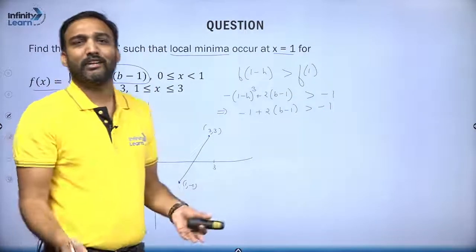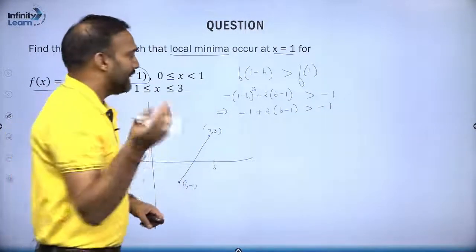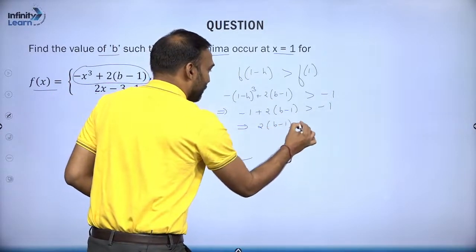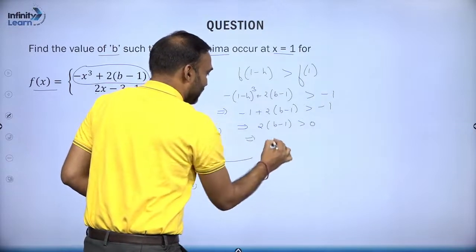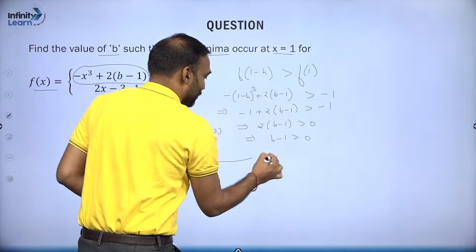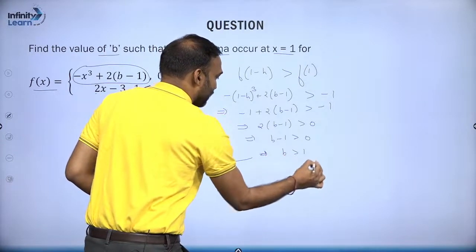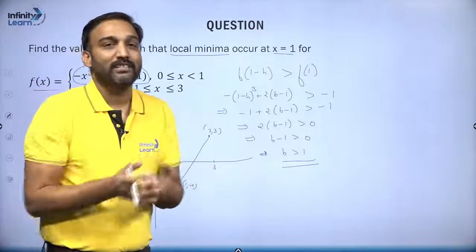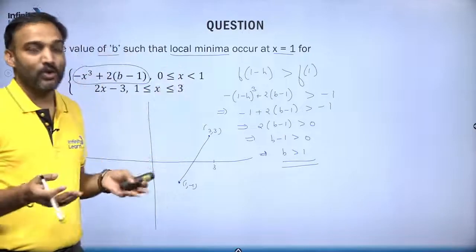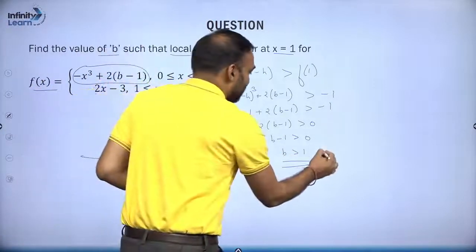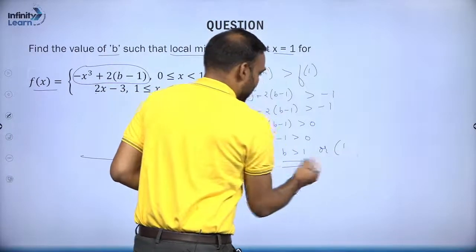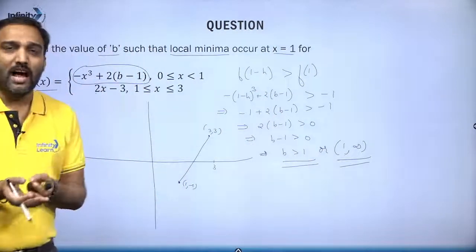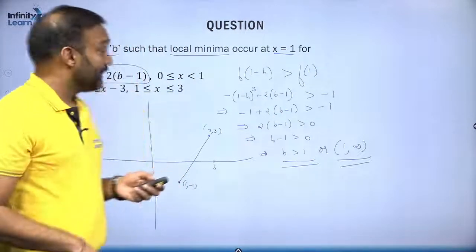Now it's just a matter of solving this inequation to find out the answer. Let us quickly find it out. So minus 1 will get out. I am left with 2 into b minus 1 is larger than 0. 2 will get cancelled out. I am left with b minus 1 is larger than 0. I'll take 1 to the right hand side. So I have b larger than 1. So now I have the range of values of b: if b is larger than 1, then this function will have a local minima at x equal to 1. Either you can write the answer in this form, or you can also write b in the interval 1 to infinity. Either way you can write your answer. Let us move ahead with the session now.